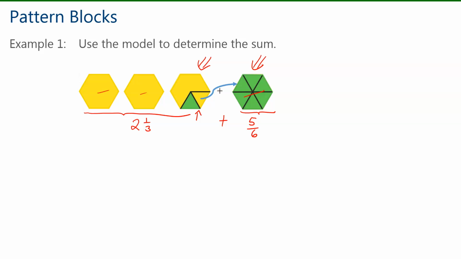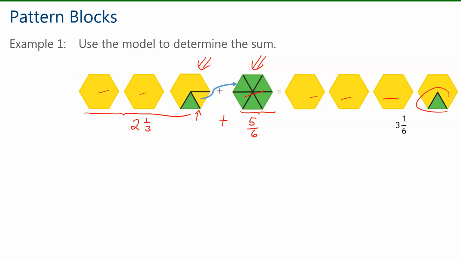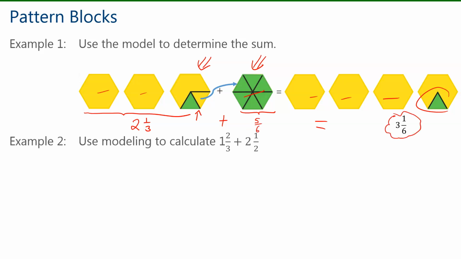So that gives me 3 full hexagons and 1 triangle left over. So my sum is 3 and 1/6. So 2 1/3 plus 5/6 equals 3 and 1/6. Final answer. For our second example, let's use pattern blocks to add 1 2/3 plus 2 1/2.